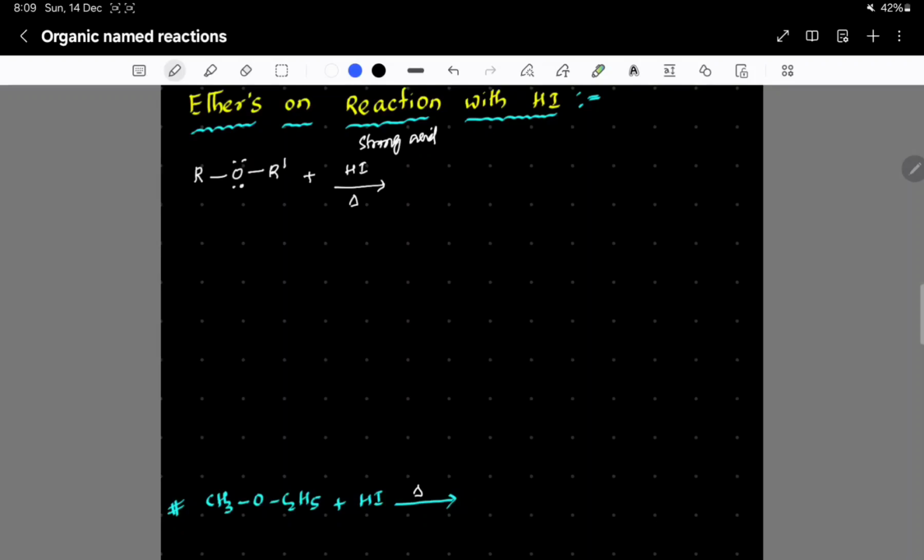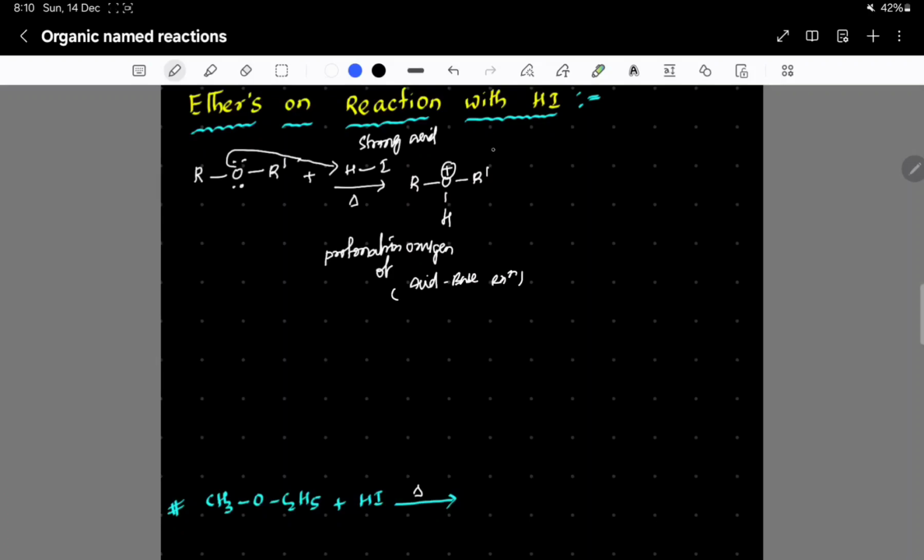Then what is happening, students? Look at this, this is HI. The oxygen is having the lone pair, so it undergoes protonation of oxygen. Then we will get the product R'OH, and oxygen will get a positive charge. So this is protonation of oxygen. This is the step 1 reaction. Generally, it is a simple acid-base reaction.